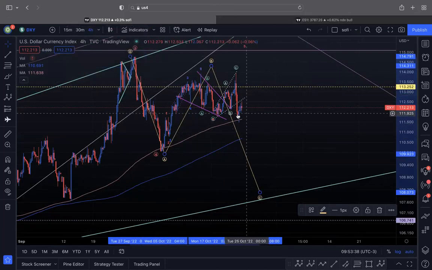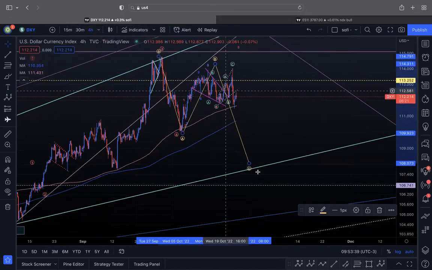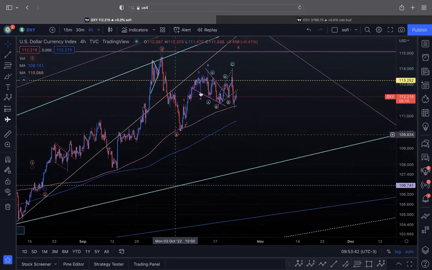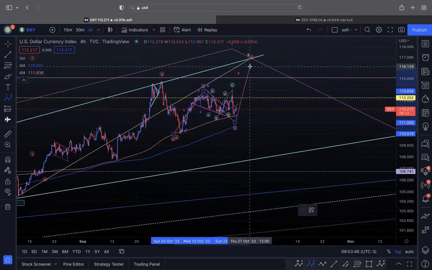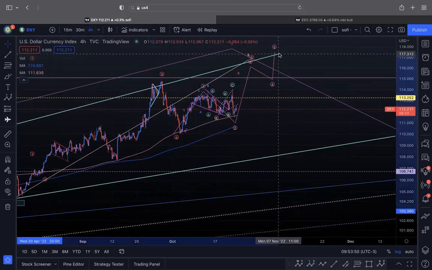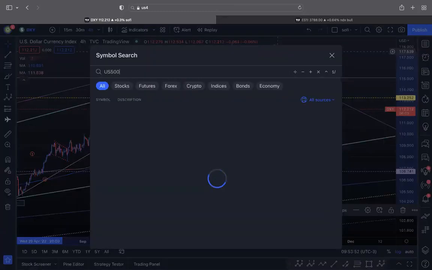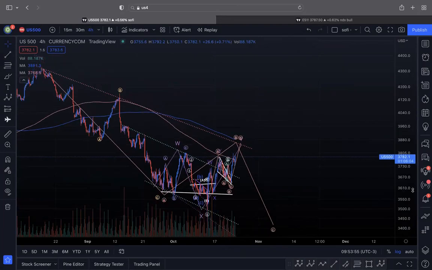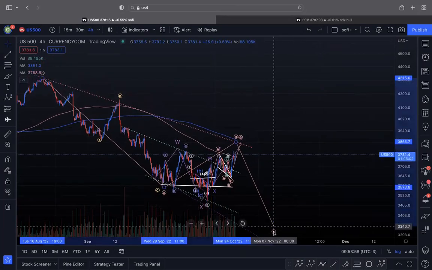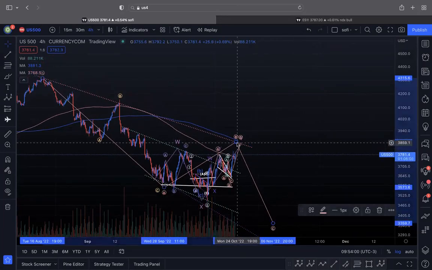Otherwise, like I said, if it continues to get supported here, then it's more likely that this is your 1-2. This entire wave here is your 1, your wave 2, and a 3, 4, 5 to the top of the channel. And again, it's more likely a running flat. Get rejected here, and then you have this massive downside wave to finish off the chart process.